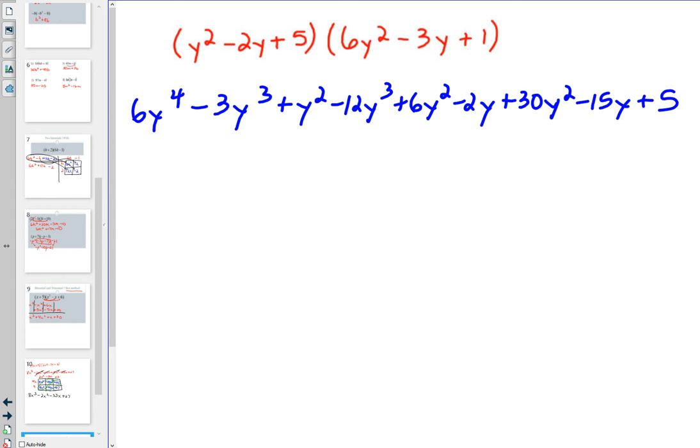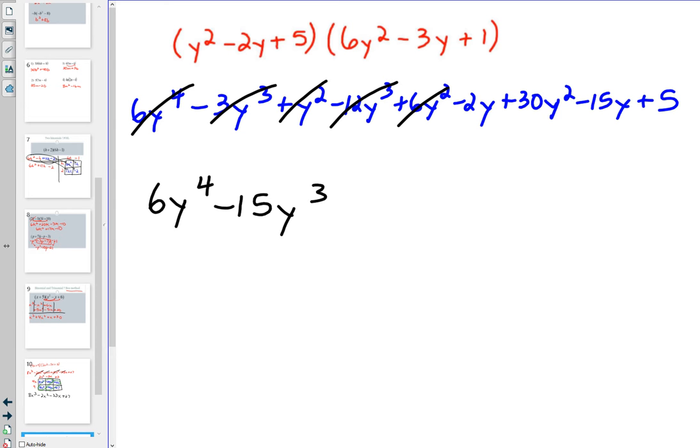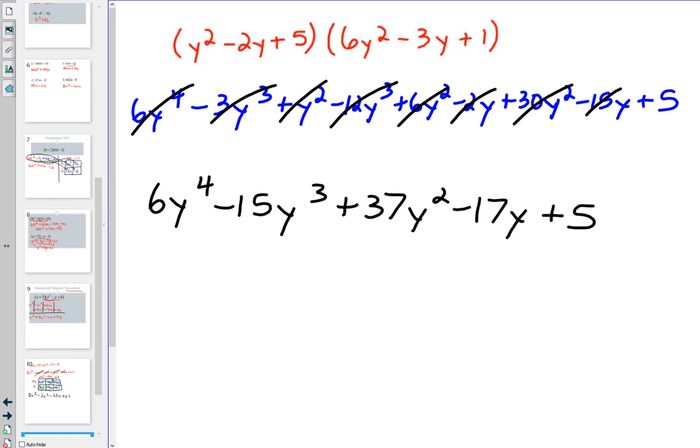So when we combine the like terms, the first one is going to be the 6y to the 4th. It's lonely. 1 is the loneliest number. How many y to the 3rds do we have? Yeah, there's 2 of them. So when I combine them, negative 3 and negative 12 is negative 15y to the 3rd. How many y squares do I have? 3 of them. Don't forget, this is a very common mistake. People forget what's in front of the first y squared. A 1. So 1 plus 6 is 7, plus 30 is 37y squared. Then negative 2 and negative 15 is negative 17y. Plus 5 just drops. Sweet.